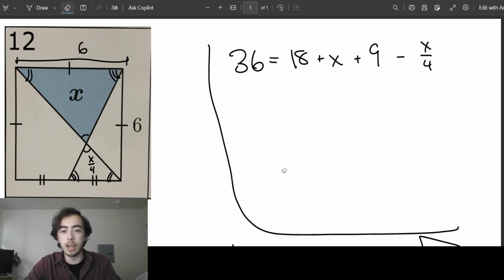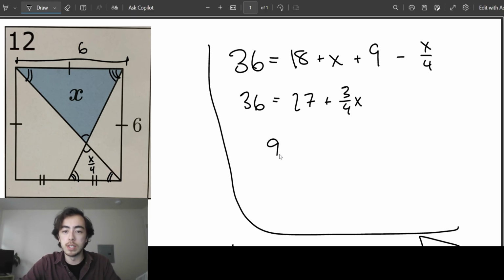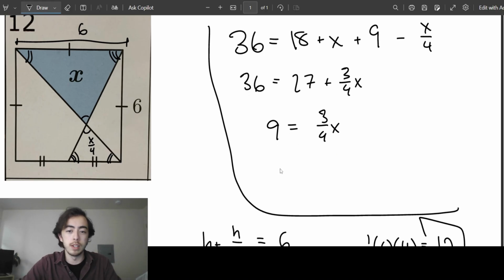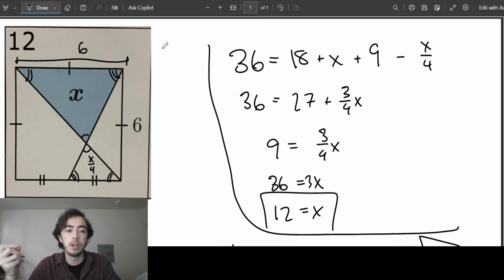And then now I have another equation where I can just directly solve for x. I don't need to worry about that intermediate height variable. Here it looks like we get 27 plus 3/4 x equals 36. This means 9 is equal to 3/4 x. And then we can multiply both sides by 4, divide both sides by 3, and now we can directly solve for x, and we also get 12 this way.